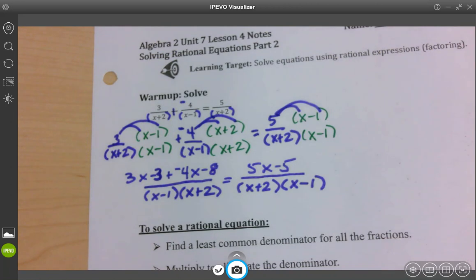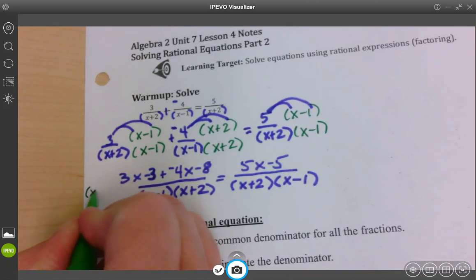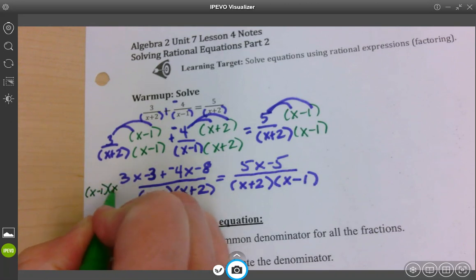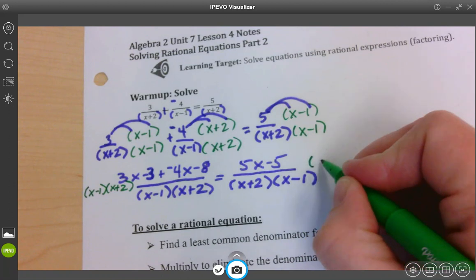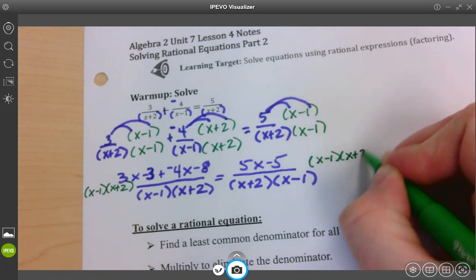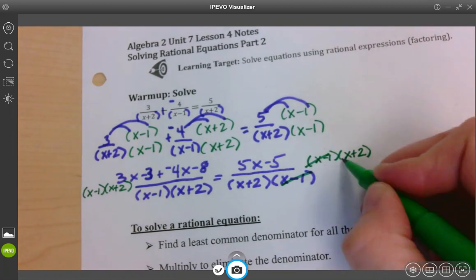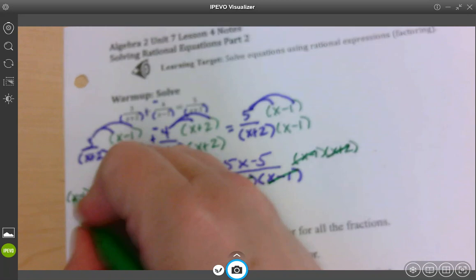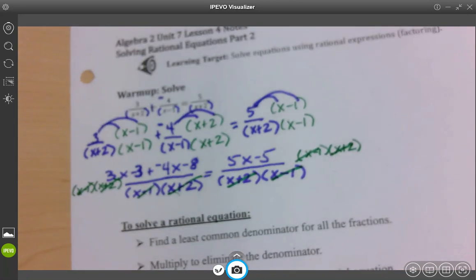All right. So to get rid of my denominators on both sides, I just multiply by that denominator, x minus 1, x plus 2. I can do that because I'm doing it to both sides of the equation, and it's still going to be the same. It's still going to be balanced. So the x minus 1's cancel, the x plus 2's cancel, like that.